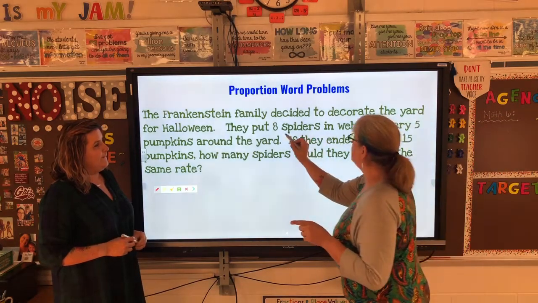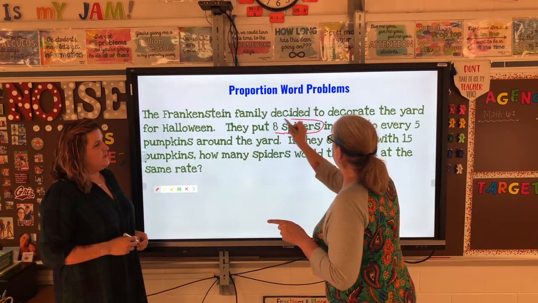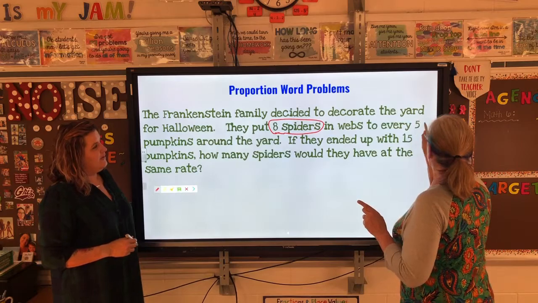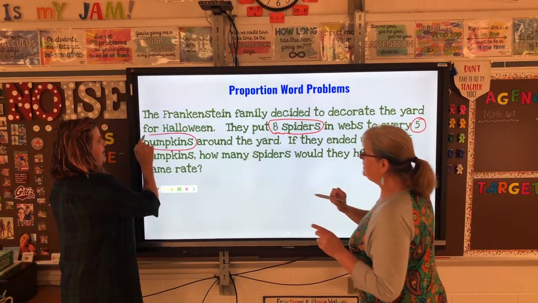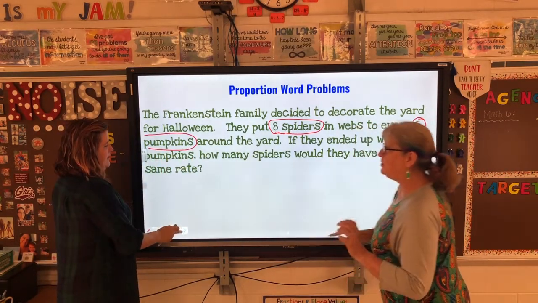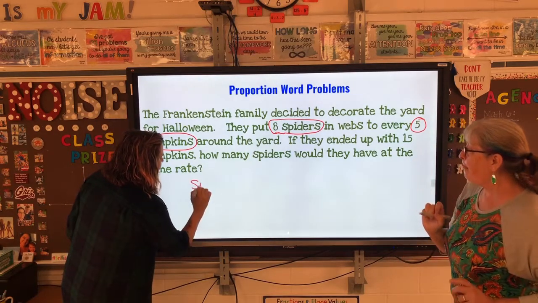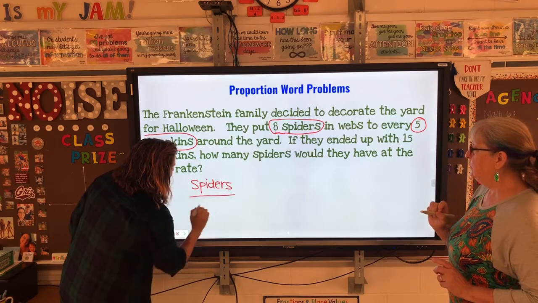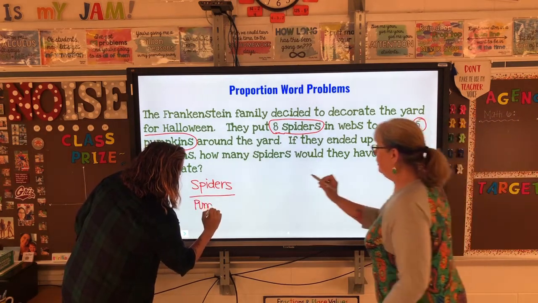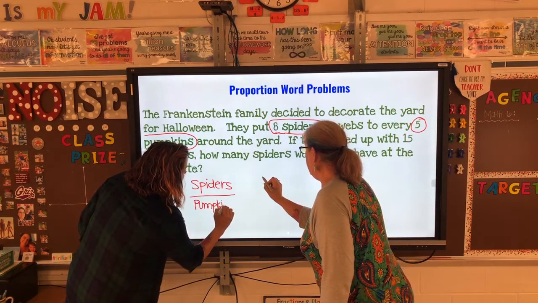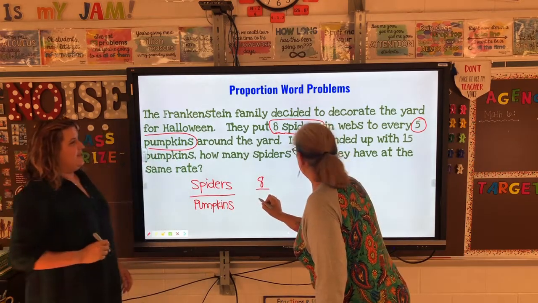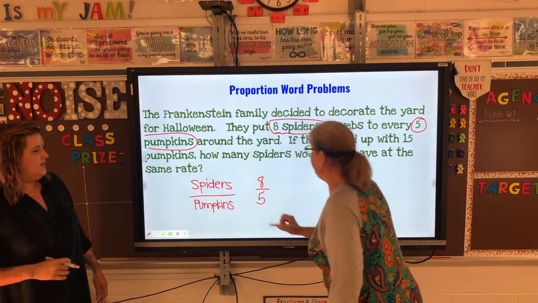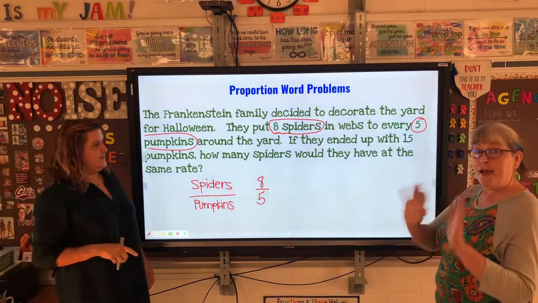Okay. All right, so it looks like we have 8 spiders to every 5 pumpkins. So let's do spiders to pumpkins. Do you mind writing that for me? Spiders to pumpkins. Getting me excited about Halloween. 8 spiders to every 5 pumpkins. So that's our first ratio.